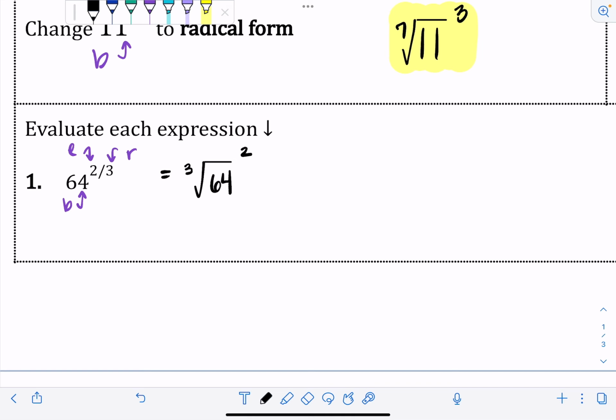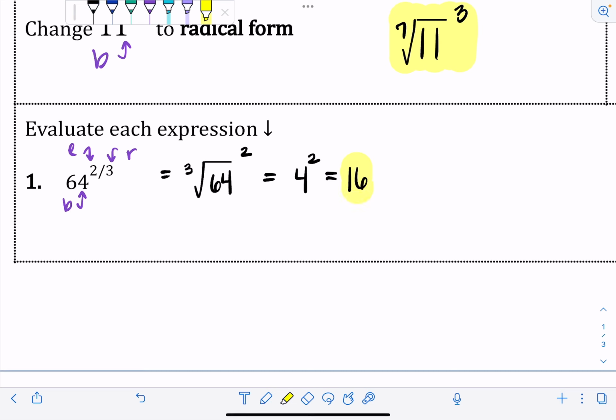I think it's a lot easier if we take the root first before dealing with the exponent. The order doesn't technically matter here. You could use the exponent first, but that would give you a really big number because it would be 64 squared. So I'm going to take the 3rd root of 64. That's like what number cubed equals 64? It's 4. And then that has to be squared. And then 4 squared is 16. So final answer is 16.